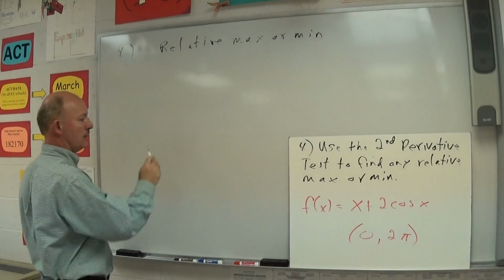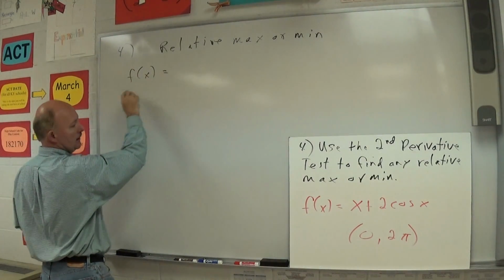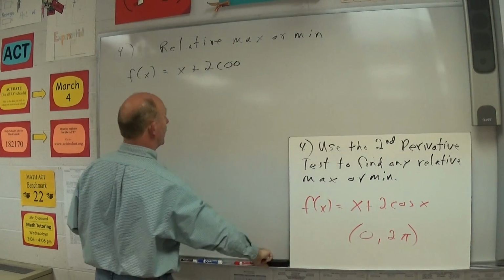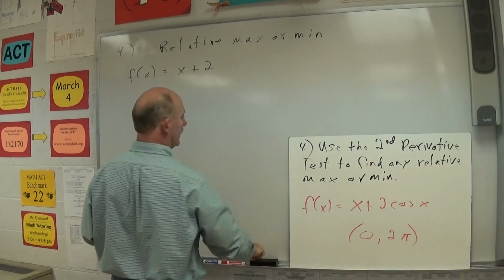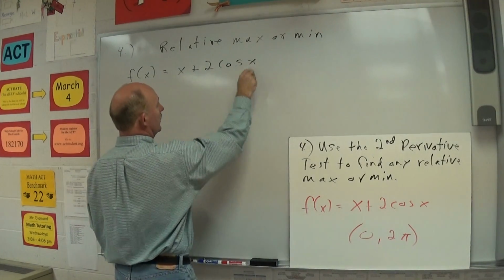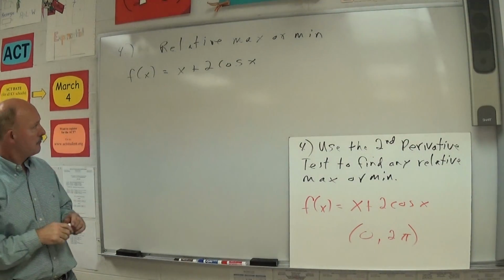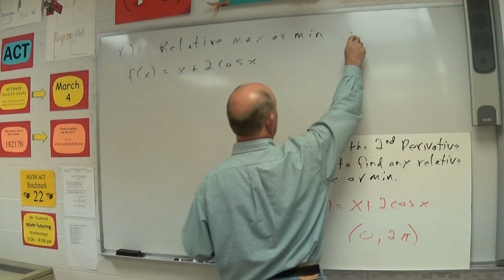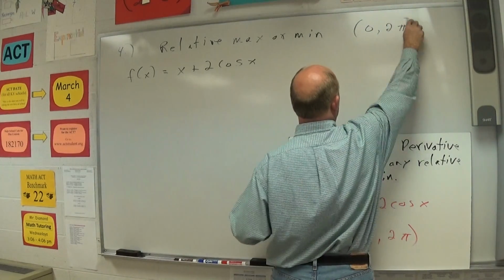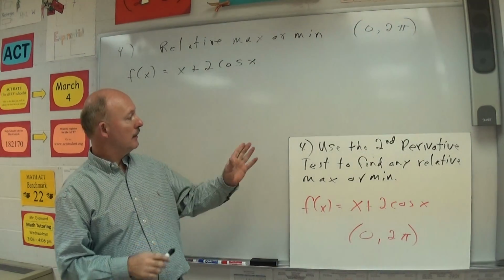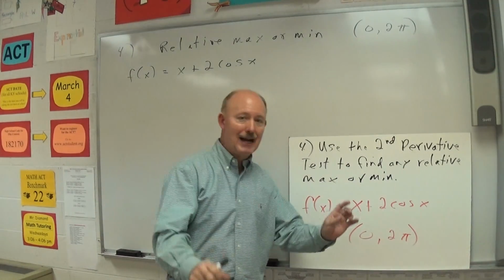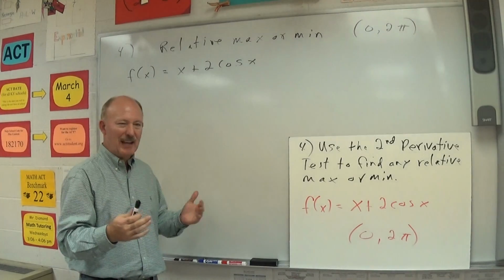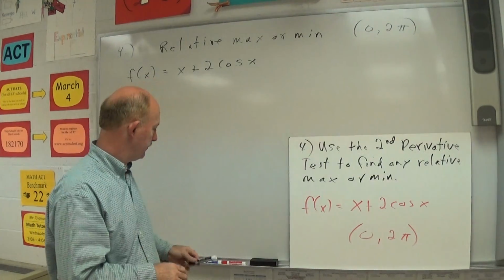Now the actual function here, we have f of x is equal to x plus 2 cosine x. So this is our original function. We're going to do this over the open interval from 0 to 2 pi. Keep in mind, since the interval is open, 0 and 2 pi cannot be minimum or maximum values, so we don't have to worry about checking the endpoints on this problem.